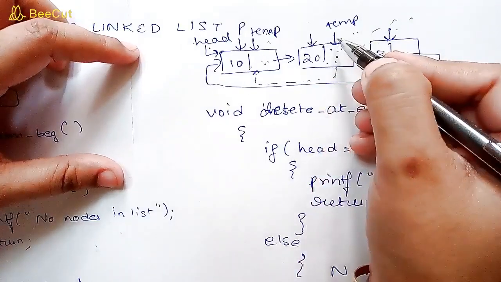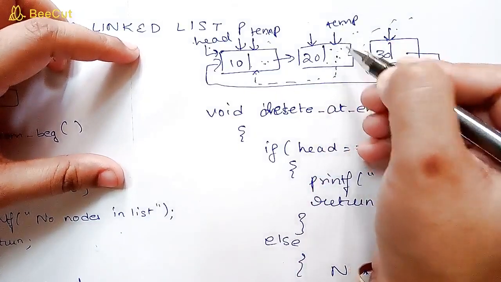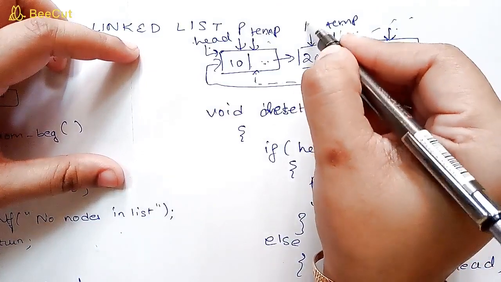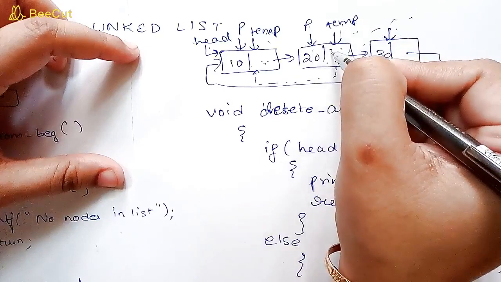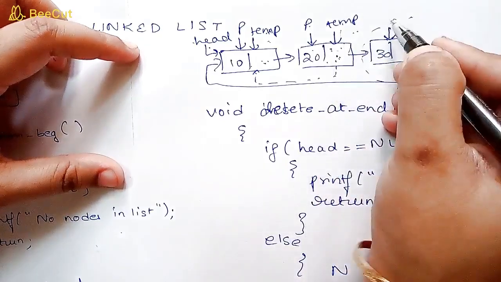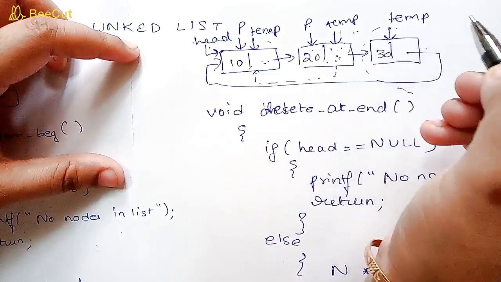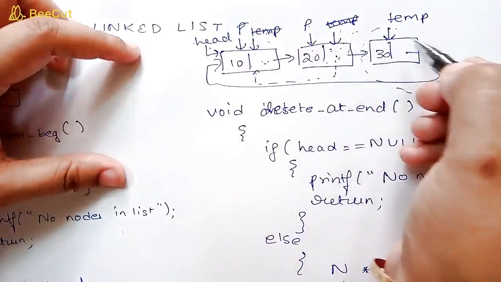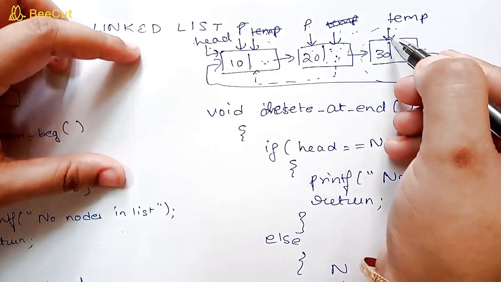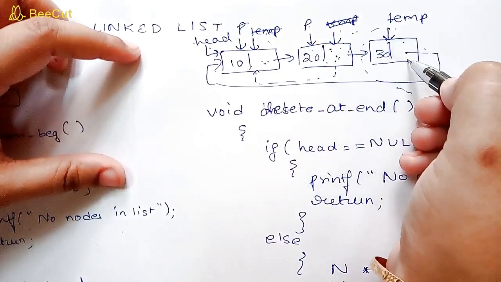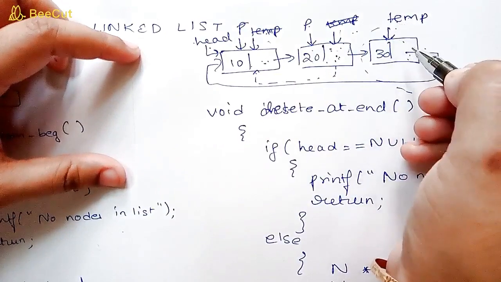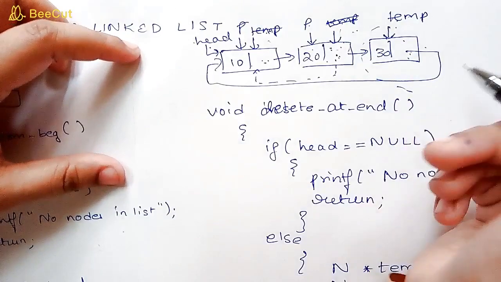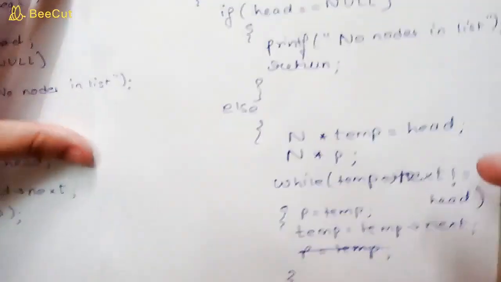Right, again I'll check whether temp next is head or not. Now temp next is not head again. So what I'm doing, p equals to temp, so p will point to the same node to which temp is pointing, and temp equals to temp next. Now temp will point to this node. Now again you'll check temp next is head or not. Here the condition is true, temp next is head. So in this case, your loop condition will become false and you'll come out of the loop.